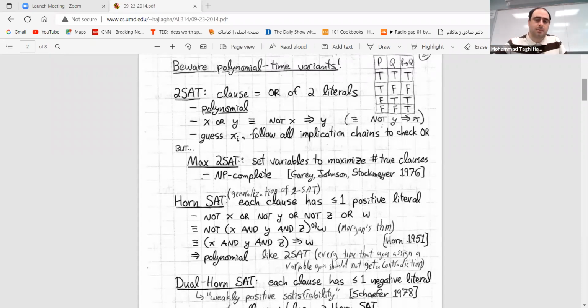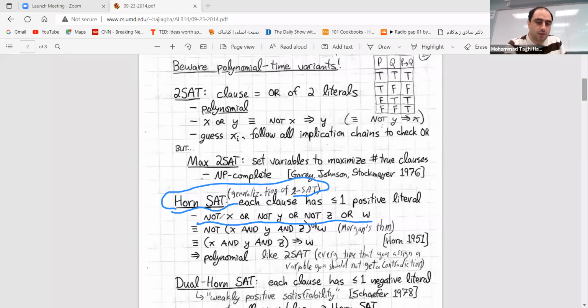Great. Okay, so we talked about the max 2-SAT. Now let's define this other one, the Horn SAT. The Horn SAT is actually a generalization of 2-SAT. So in Horn SAT, each clause has at most one positive literal. This is a satisfiability problem. We discuss the clauses, and each clause has several literals. Here, it says that each clause has at most one positive literal. So for example, this is an example.